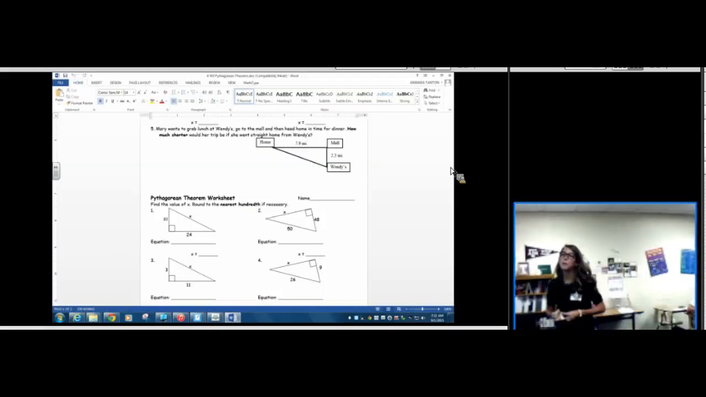Mary wants to grab lunch at Wendy's, then go to the mall, and then head home in time for dinner. How much shorter would her trip be if she just went straight home from Wendy's and didn't go to the mall? So, step 1, let's find what her path is. If she goes to the mall, or sorry, where are we going? To Wendy's and then to the mall. She went straight home from Wendy's.